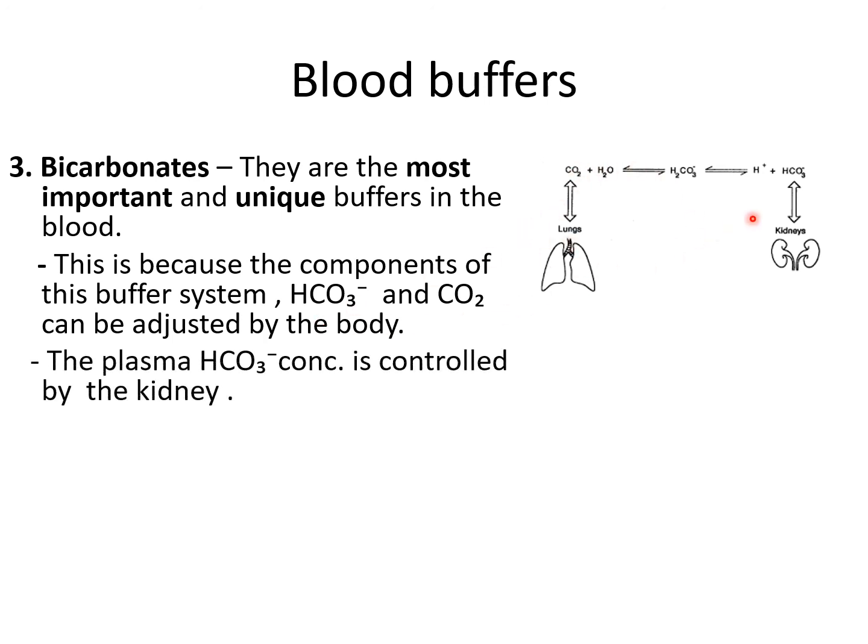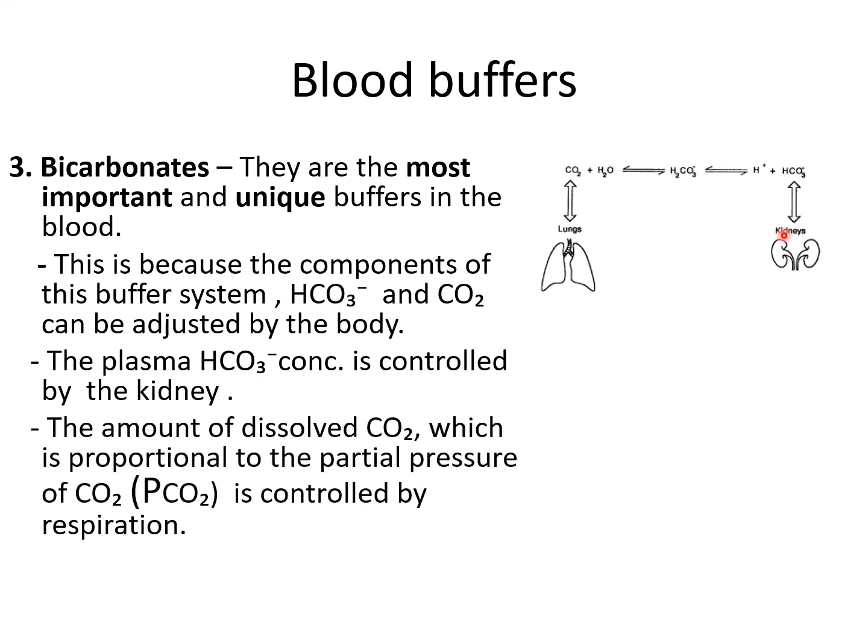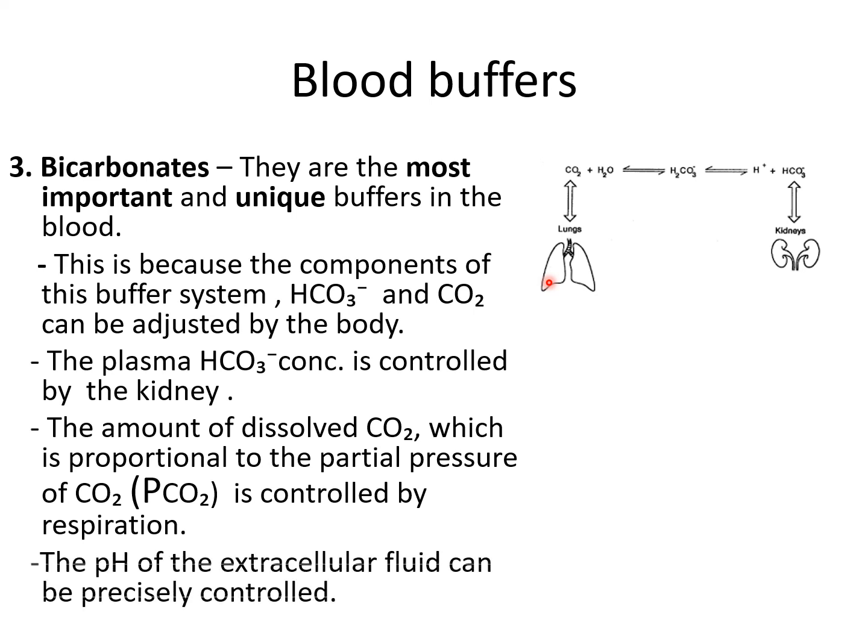The plasma bicarbonate concentration is controlled by the kidney. Depending upon body condition, the kidney can increase or decrease the reabsorption of bicarbonate. On the other hand, the amount of carbon dioxide, which is proportional to the partial pressure of carbon dioxide, is controlled by respiration. Now the pH of the extracellular fluid can be precisely controlled by this bicarbonate buffer system.